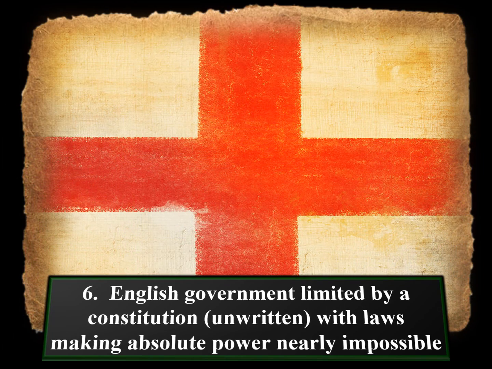The English government was limited ultimately, meaning the English king was limited by a constitution. These initially were unwritten laws, but laws nonetheless, making absolute power in the hands of a king nearly impossible because Parliament had certain prerogatives guaranteed to them through that Magna Carta, which was a written document.